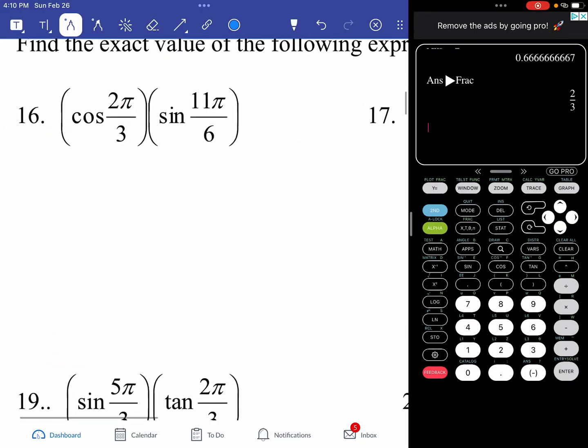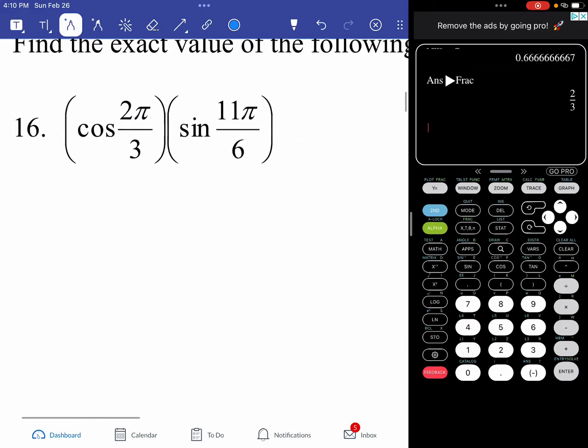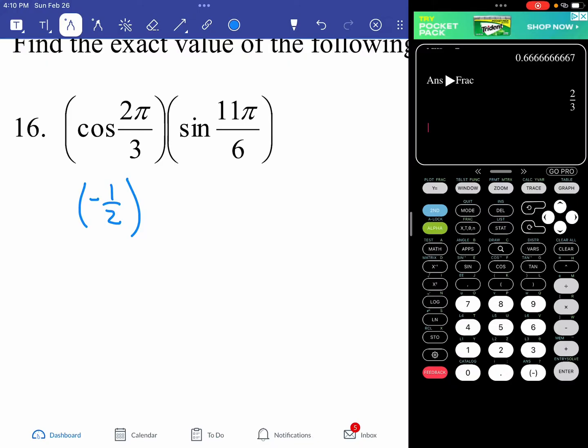We have to find, for these problems, the point that's given to us on the unit circle, and then multiply the points together. So the first one is cosine of 2 pi over 3. You're going to need your unit circle for this. So you find 2 pi over 3 on the unit circle. You find the x value. It's negative 1/2. Then we find 11 pi over 6 on the unit circle and find the sine value, which is the y term. And it's again negative 1/2.